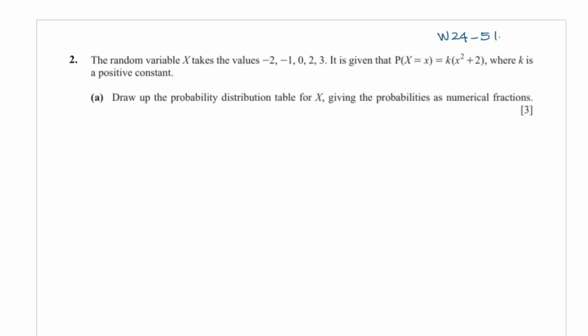Question A, draw up the probability distribution table for x, giving the probabilities as numerical fractions. They want it in numerical fractions. They don't want an unknown to be there. So in the situation where you still have your k, you need to find out the value of k. As you can see here, our x can take values of -2, -1, 0, 2, and 3.